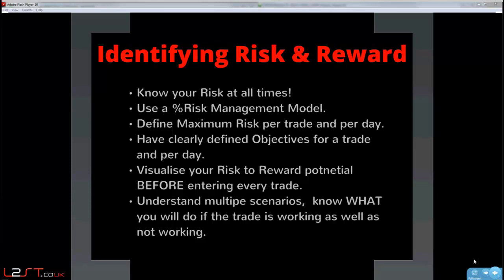Now, once you've identified the opportunity, you then have to move to the next step, which is step 3 of the L2SD game plan. You need to understand whether that opportunity fits your risk to reward parameters that you are looking for.